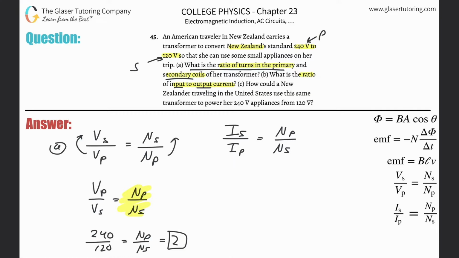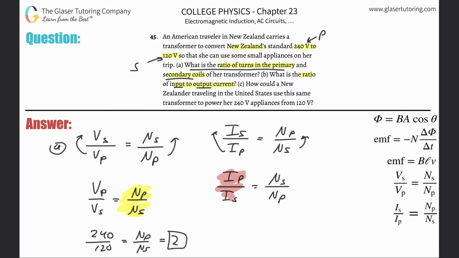Wait a minute. Here we have secondary to primary, but they want the flip. So flip that and flip that. Look at how nice and easy this is. This is now going to be the primary current divided by the secondary current. Therefore, that should be the number of turns in the secondary coil divided by the number of turns in the primary coil. This is what we're after this time.